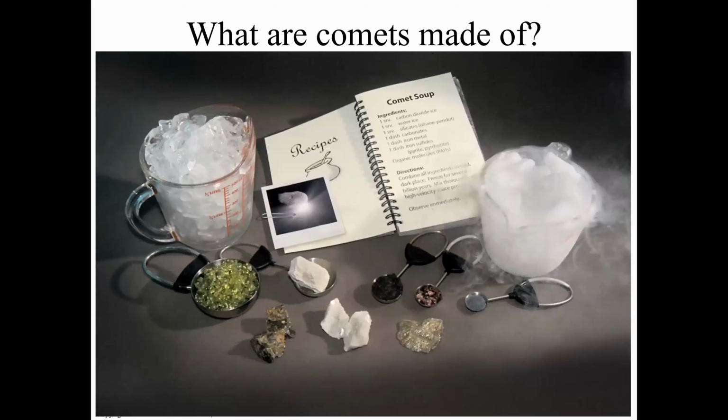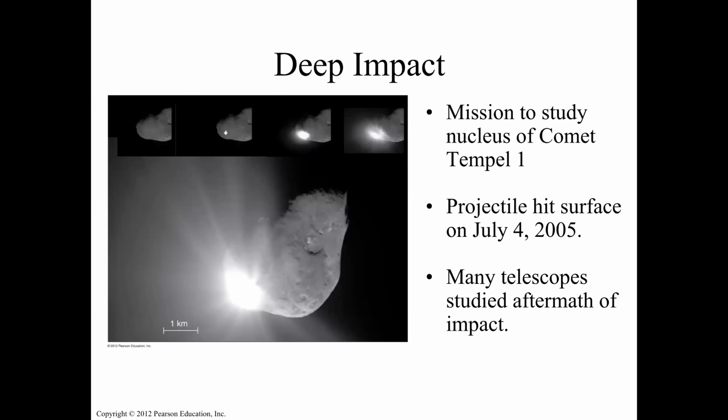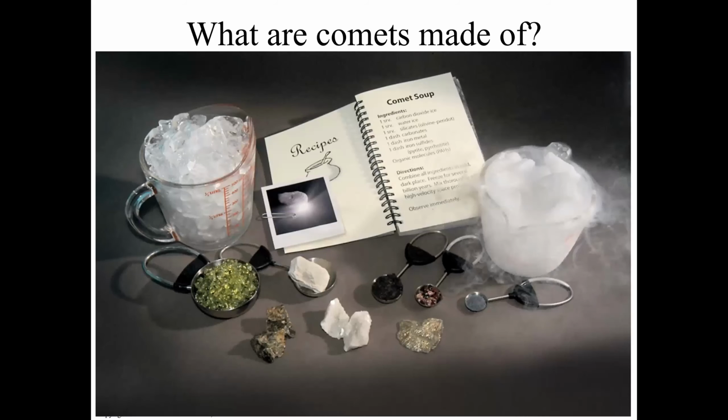All right. Now, what are comets made out of? So this is a comet. Okay, Tempel 1 was a comet. In fact, it's coming back in 2023, and we're going to study it from here. But what are they made of? They are made of ice. They are made of dust, and they are made of minerals.